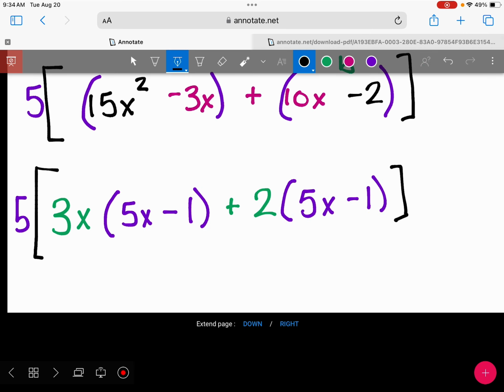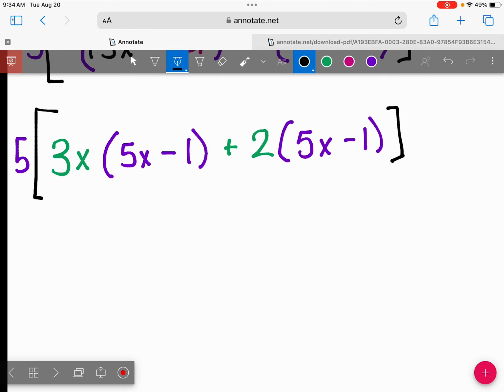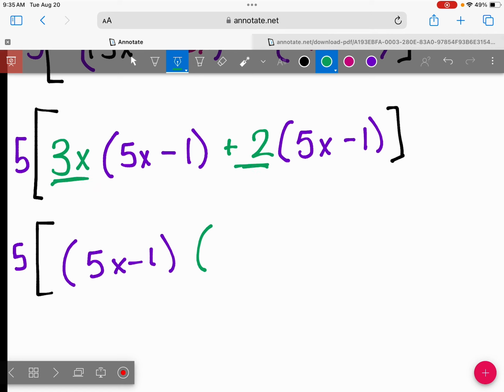Our factored form, I'm going to change my view real quick just because I need more space. Our factored form here, this 5 is still, we're ignoring him out here. He's still hiding. We take our 5x minus 1, and I'm going to pull that out like a GCF. I put it in front. 5x minus 1. My other factor is the pieces left over, the GCFs that I pulled out. My leftover pieces are 3x plus 2. This is my factored form.